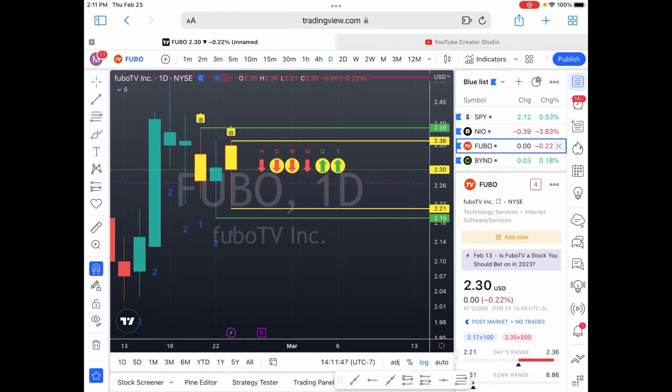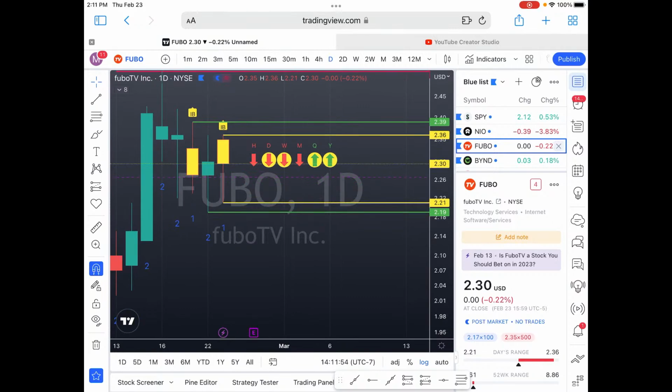So this indicator paints these inside bars yellow, or these 1 bars you see here. Where are we here? Right here. 1 bars, 2 bars, 1 bars, 2 bars. There's also 3 bars, which is an outside bar. So these numbers are also part of the indicator. So I've taken all the Strat indicators and I've wrapped them into one.